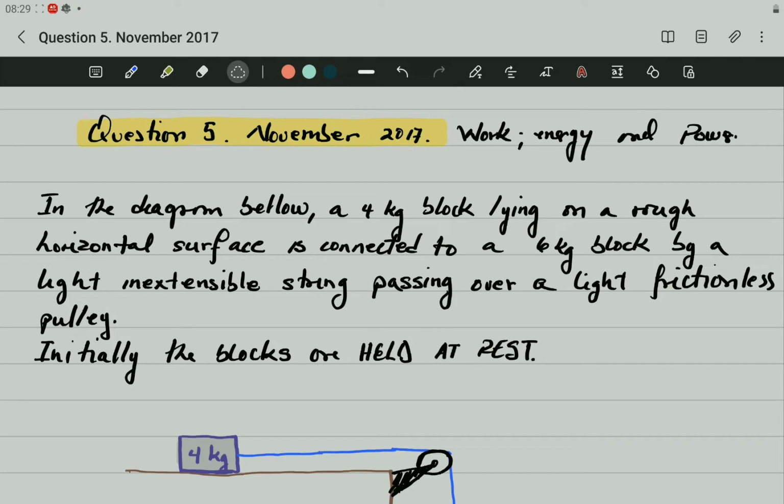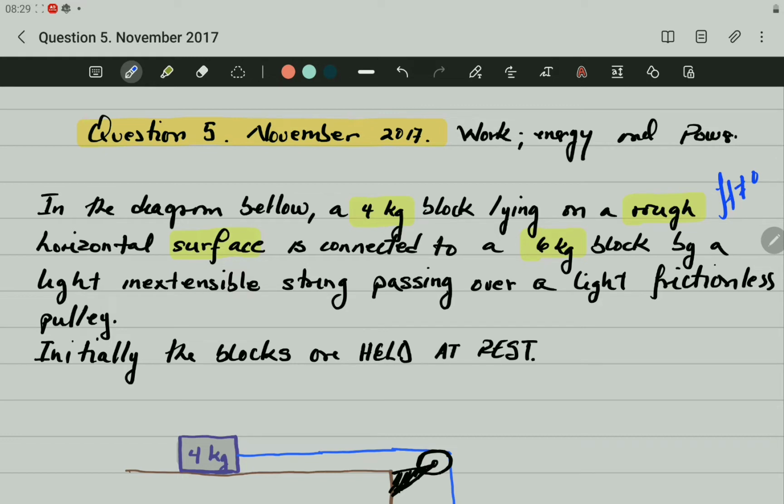The question says, in the diagram below, a 4 kilogram block lying on a rough horizontal surface is connected to a 6 kilogram block. So let's quickly mark the data here. We have a 4 kilogram block, a 6 kilogram block, and a rough surface. Rough surface means that the frictional force is different from zero. It's not zero in that specific part.